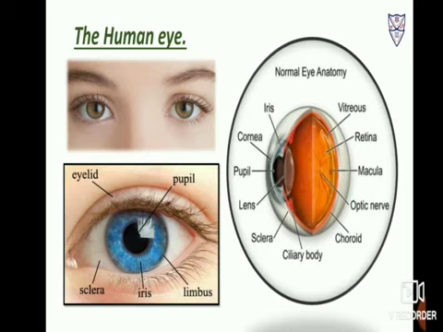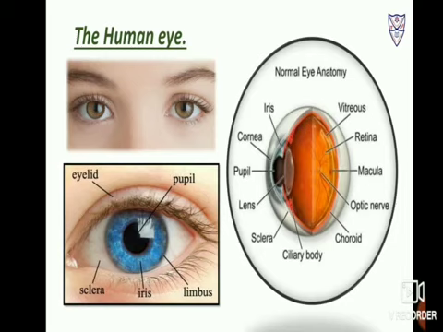Second is cornea. Now the sclera layer continues in front of the eye as cornea. This is a transparent portion of the eye which covers the transparent bulge of the surface of the eyeball. And what is the function of cornea? It allows the light to enter the eyeball.